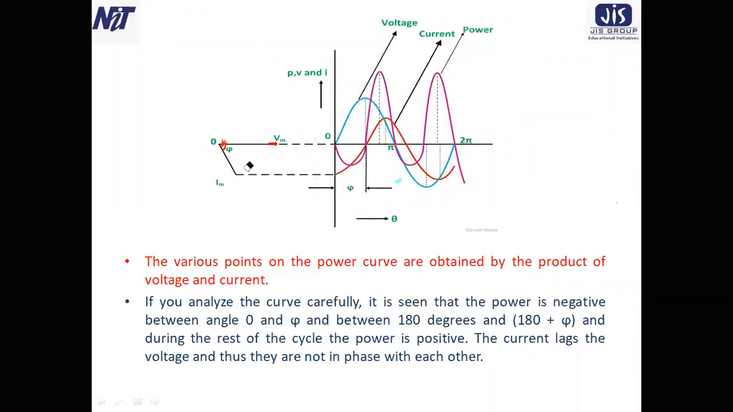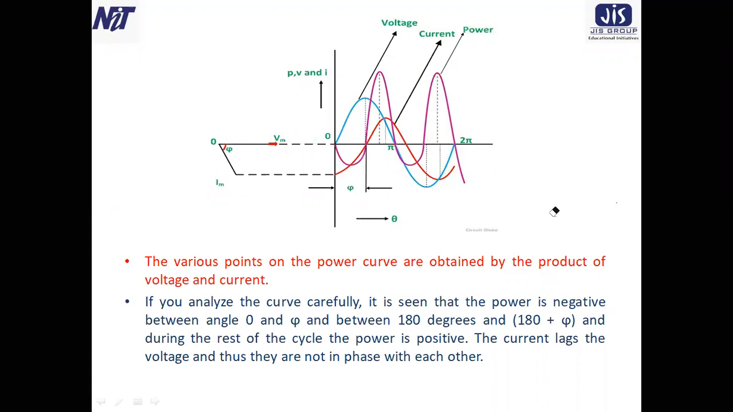So from where is the power curve starting? The power curve is starting from this point. Yes, from here, this one is the power curve. Now, the various points on the power curve are obtained by the product of the voltage and current, because we know that P equals V into I.